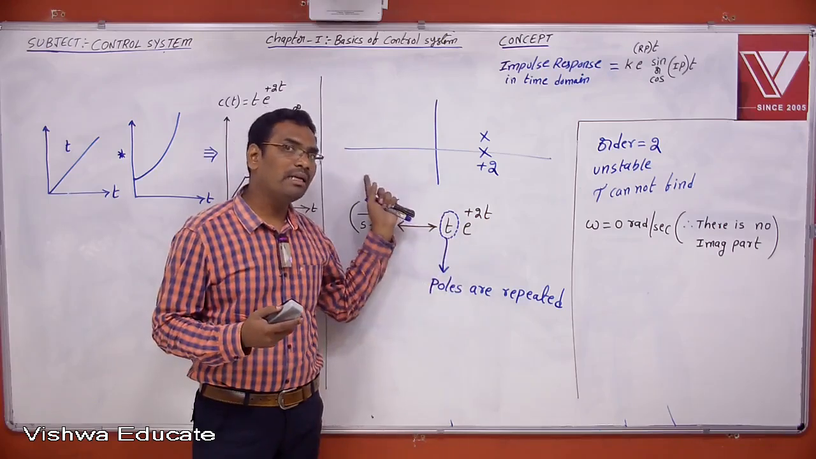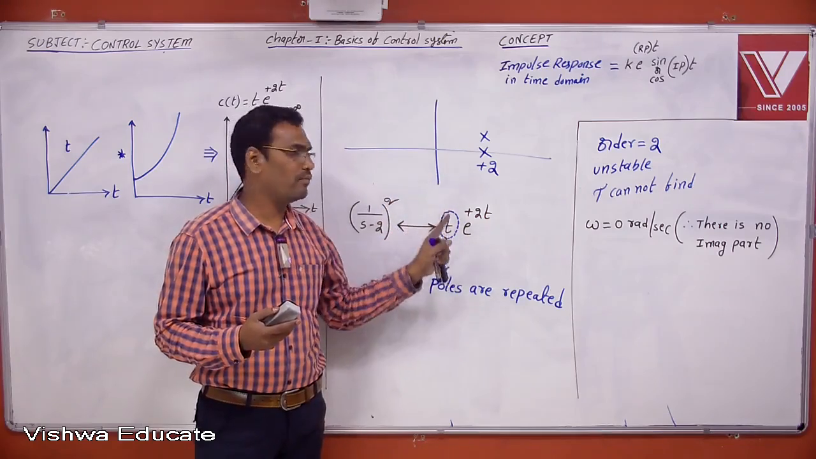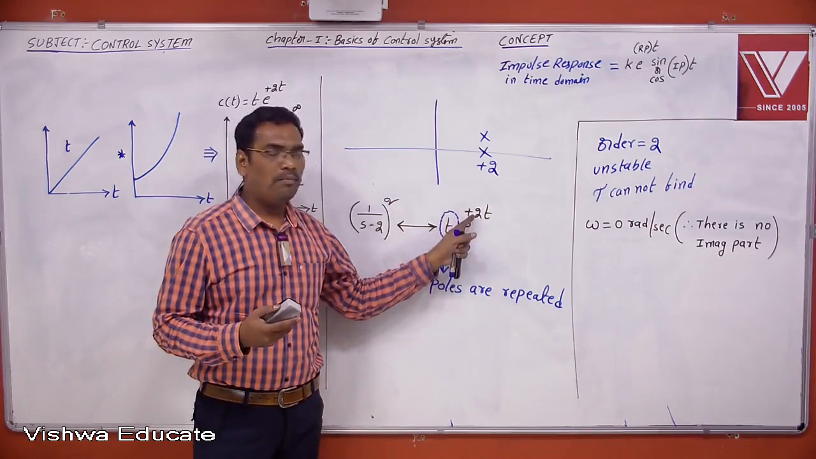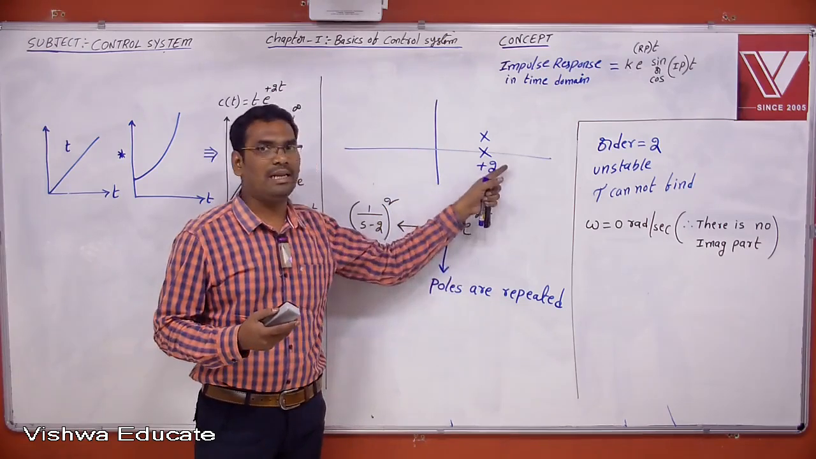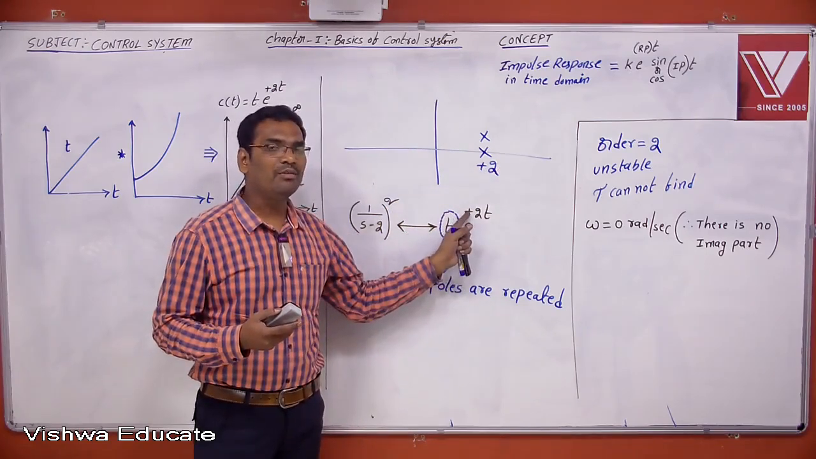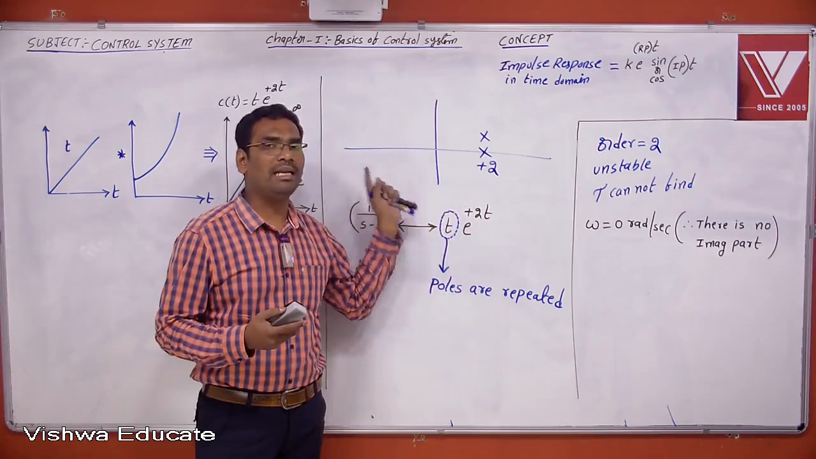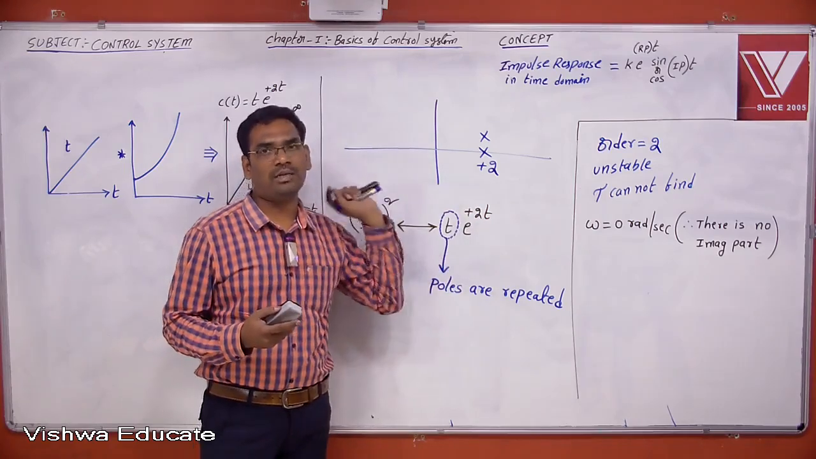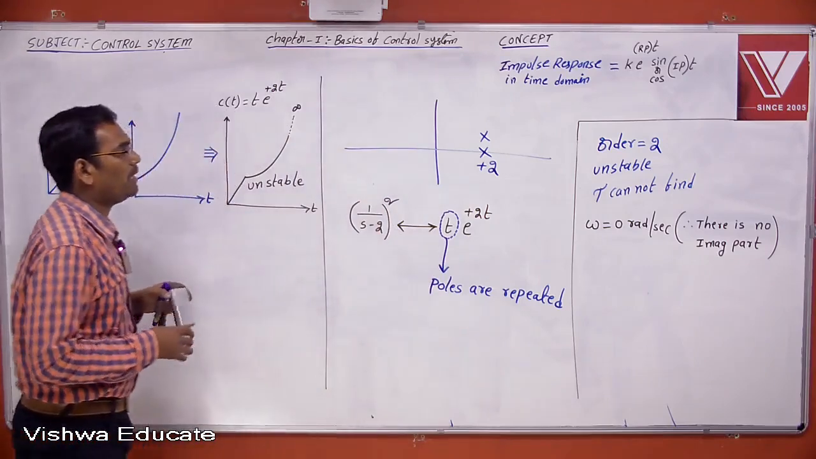Sir, negative real axis or positive real axis, don't confuse. E power positive real part means positive real axis. E power minus means negative real axis. E power plus means positive real axis. That is the only thing you have to identify.